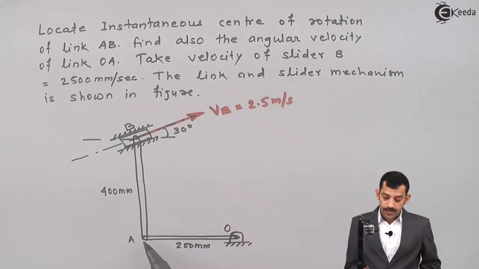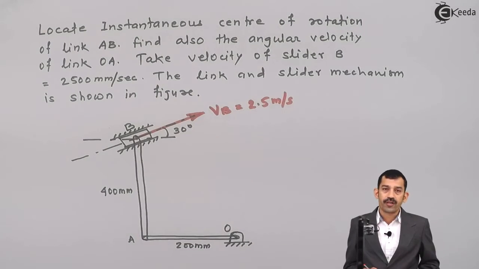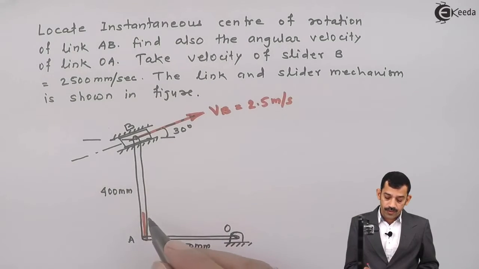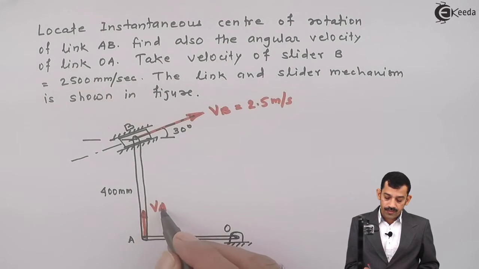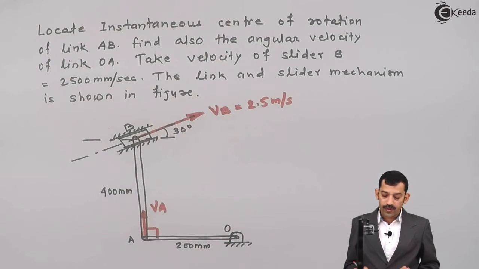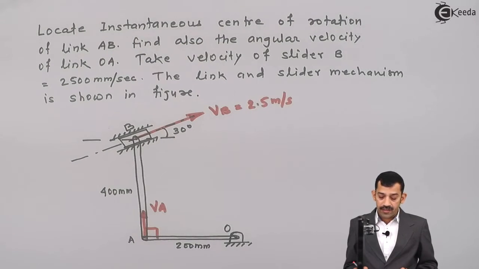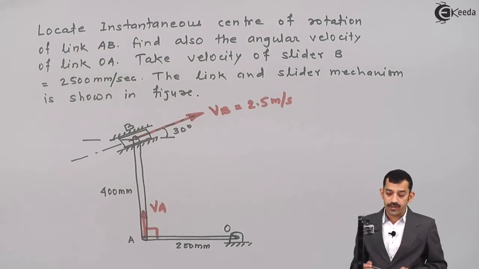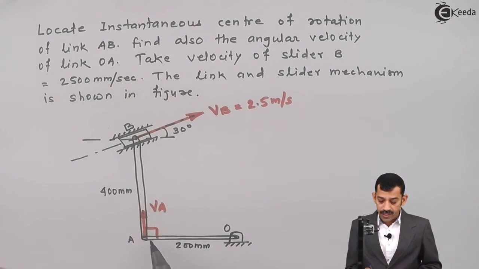As VB is upward, point A has to move in the upward direction, and as link OA performs pure rotational motion, the linear velocity of point A must be perpendicular to OA. Therefore, if we draw a perpendicular to OA, we get a vertical line. As VB is upward, VA must again be upward. For AB, the center of rotation, the ICR, we will find by drawing a perpendicular to VA and a perpendicular to VB.